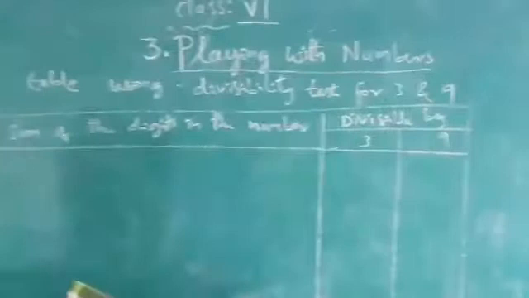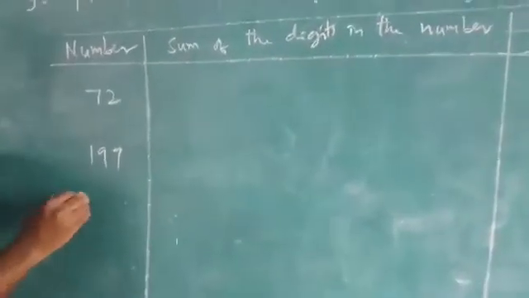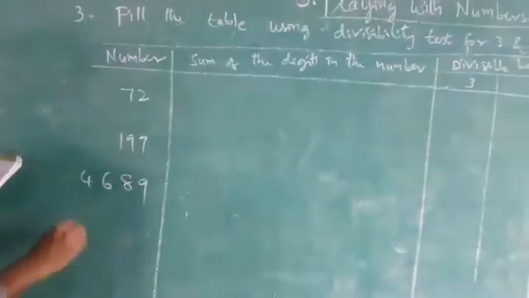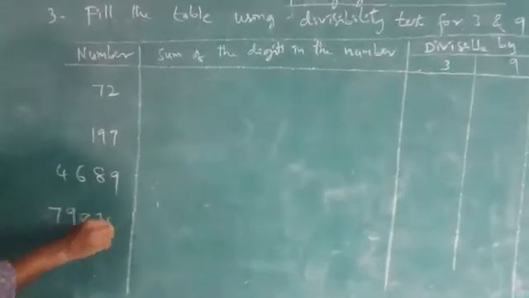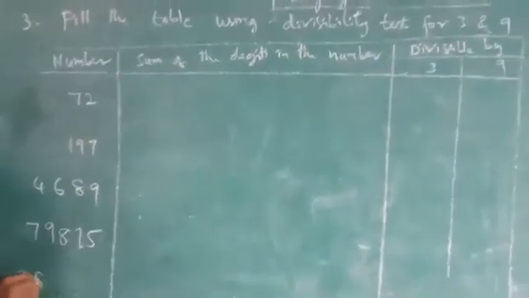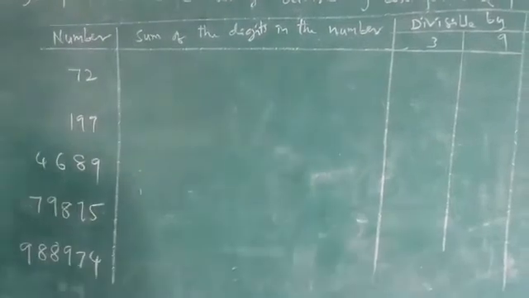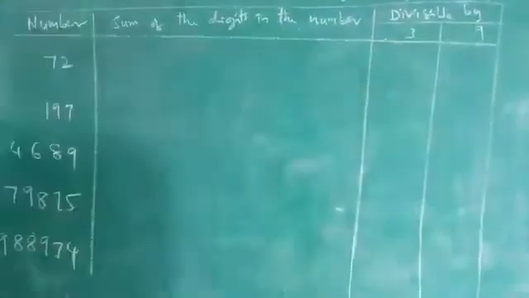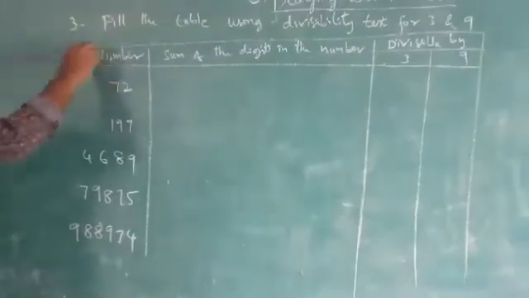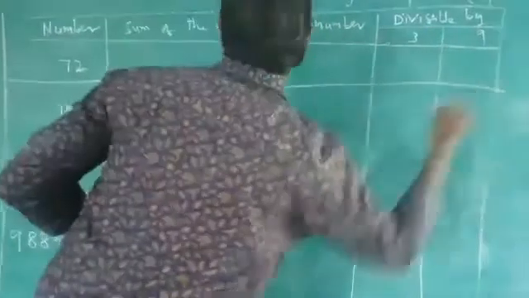Okay, children, what numbers are given? First one 72, then 197, 4689, 79,875, next 9,88,974. That is the last problem he gave you. I will explain only some problems in this; some you finish. First one we will do.